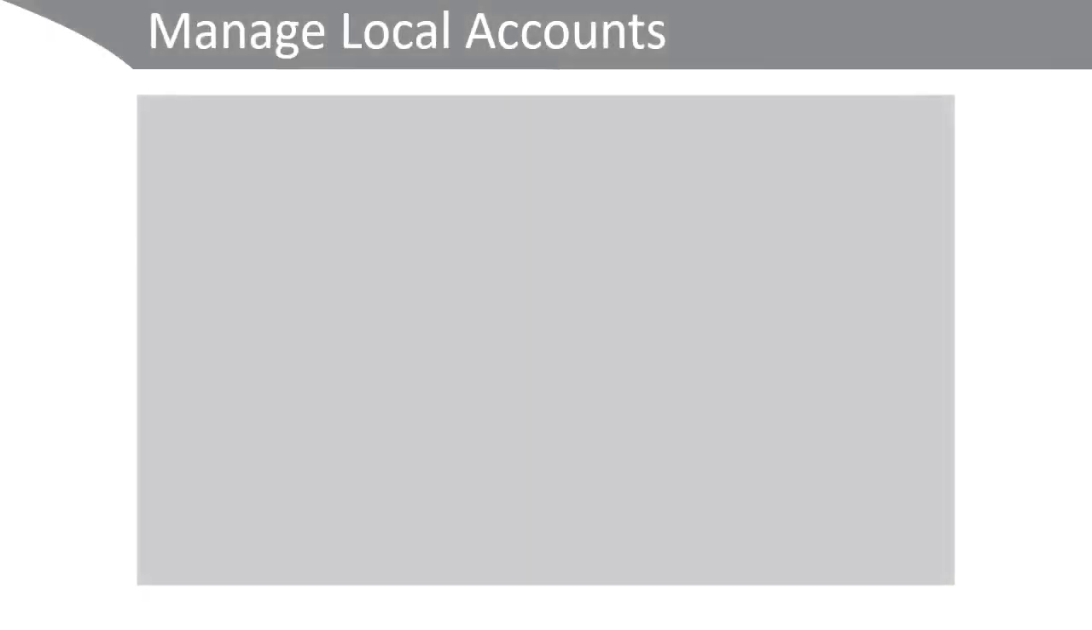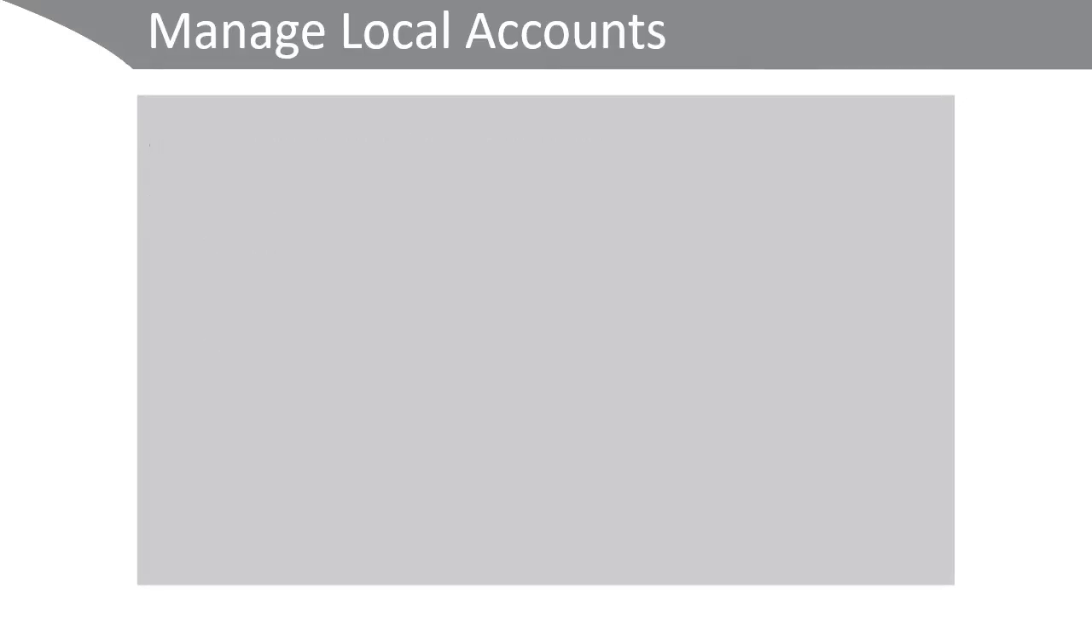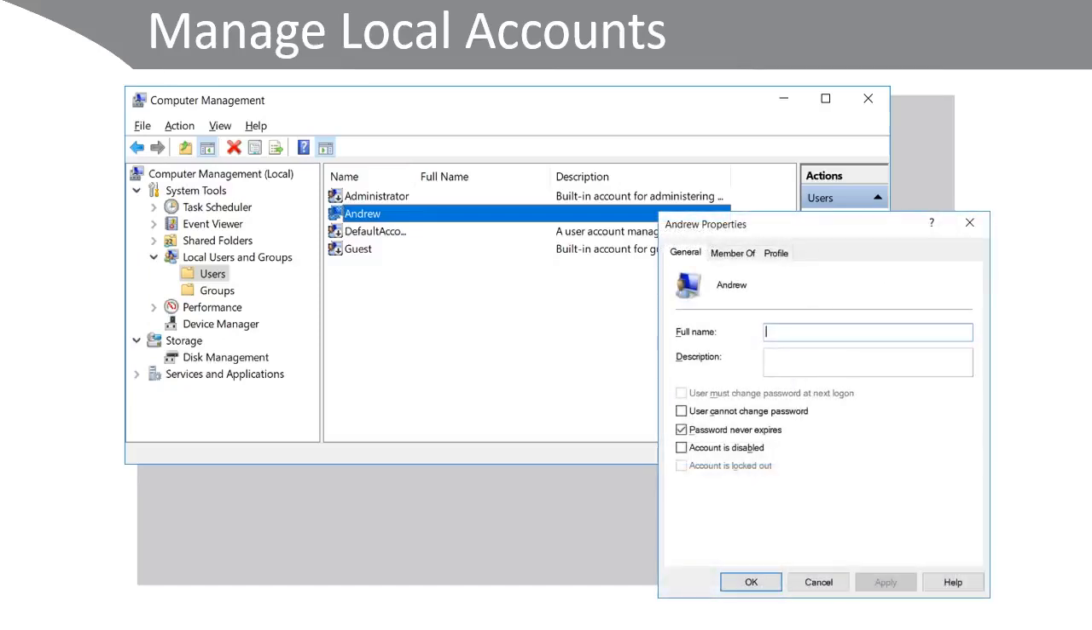In Windows 10 you have local accounts. These exist only on the local computer. You can manage these accounts by using Computer Management, the Settings app, or Windows PowerShell. Open up Computer Management by right-clicking Start and clicking Computer Management, and then under Computer Management in the Local Users and Groups node you can see the users and groups for you to manage. Common tasks might include configuring a full name, disabling the account, resetting the password, or modifying group memberships.